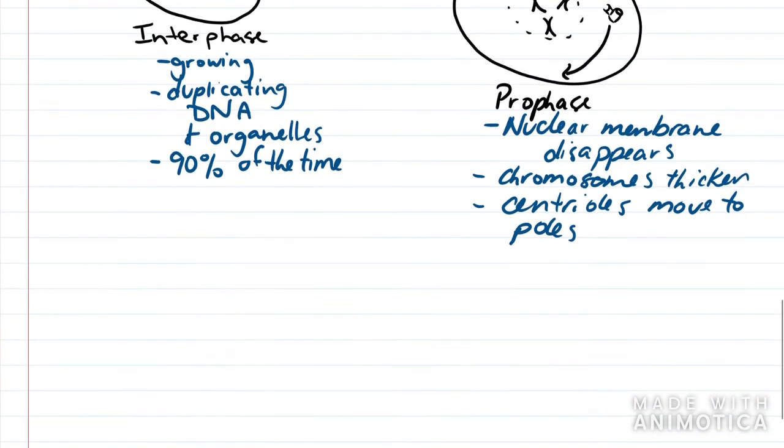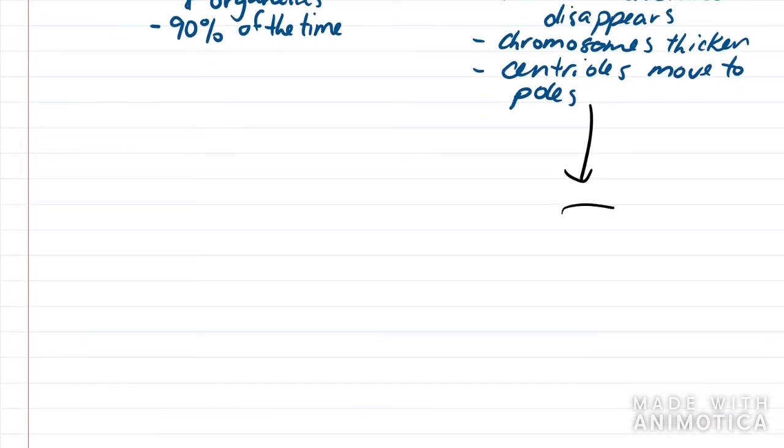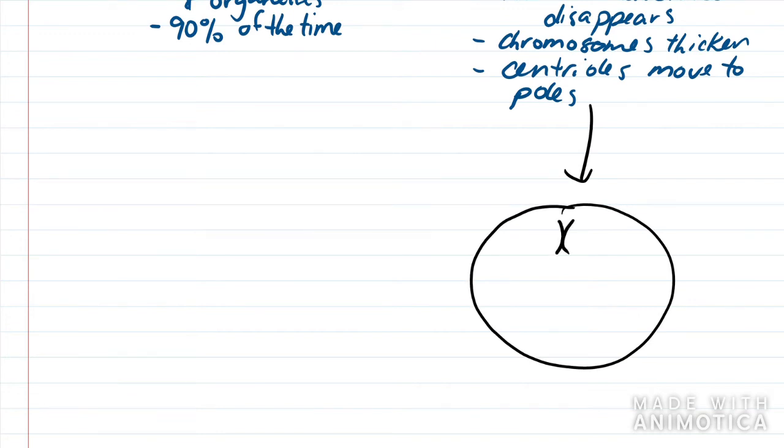After that, we have metaphase. Like I said, this one's my favorite because they're actually going to meet in the middle. We're going to have our centrioles on either end. And they are going to have the spindle formed, and it's going to attach to each of these sister chromatids.